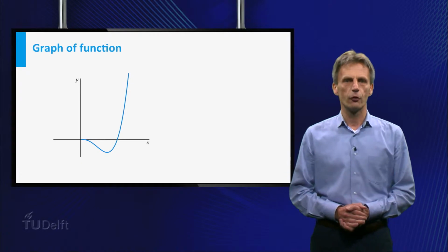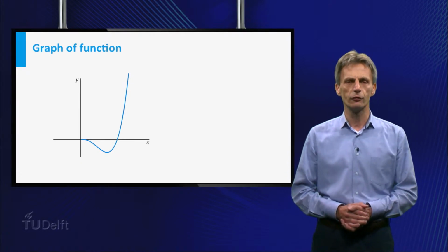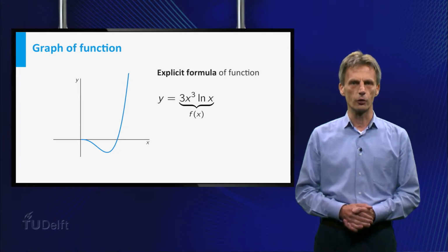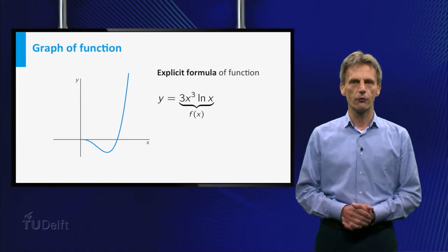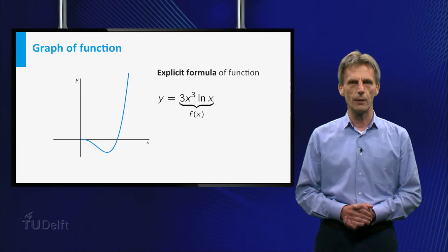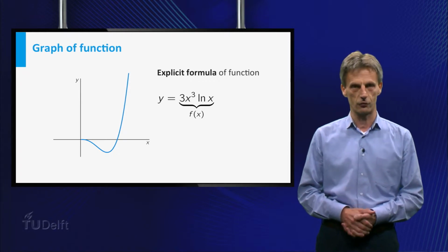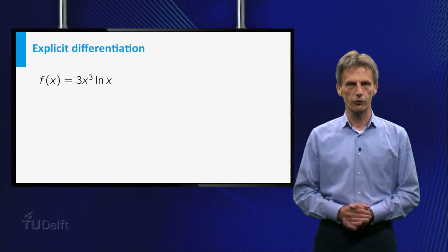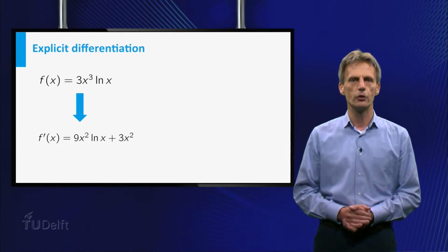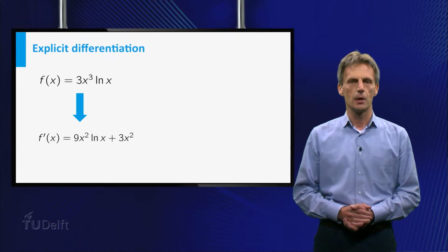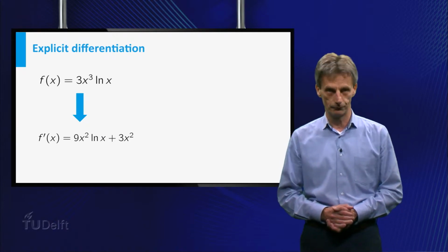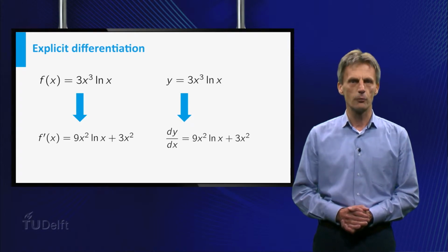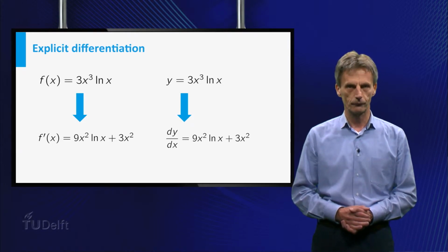Let's have a look again at the first curve, which is the graph of a function. In this example, we have an explicit formula for the function, namely y is 3 times x to the power 3 times the natural logarithm of x. Given such an explicit formula f of x for the function, we can compute the derivative f prime by differentiating the function f. Alternatively, the derivative is often denoted by dy dx.